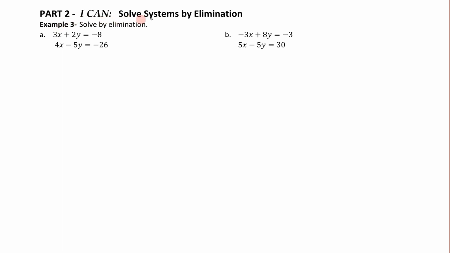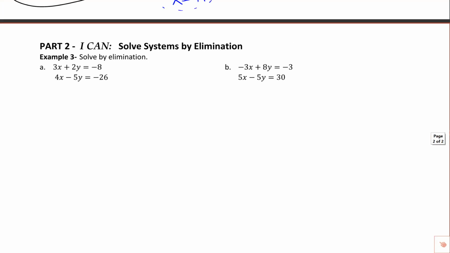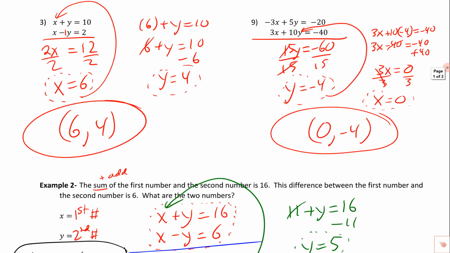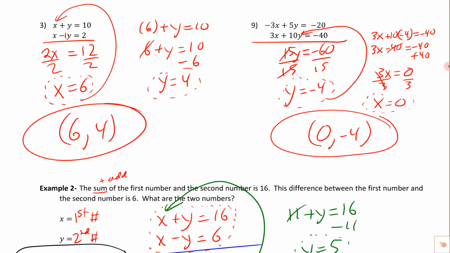This is part two of solving systems by elimination. And if you did yesterday's assignment, I'm hoping that you noticed most of them were pretty easy. I mean, the answer basically just dropped out. But as I said yesterday as we were explaining this, I'm hoping you paid attention to why one of the variables got eliminated.